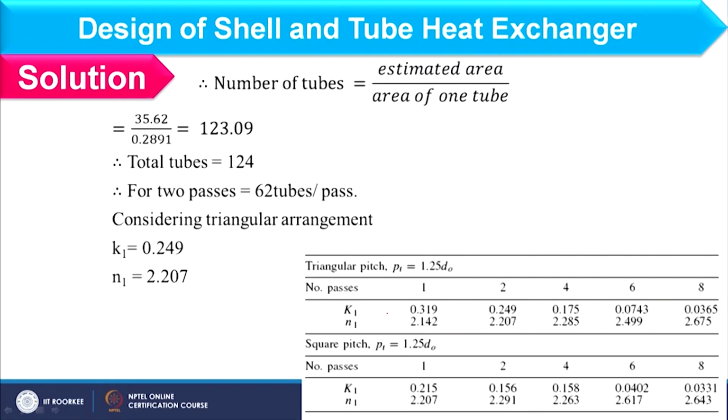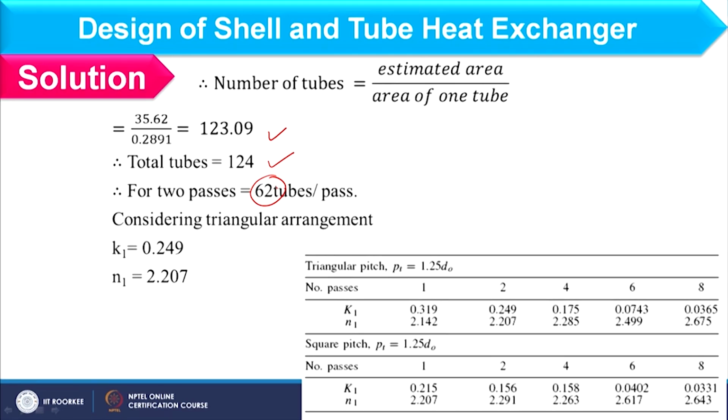area of one tube. Now, once I have the area of one tube, I can simply calculate the number of tubes, because I already know the heat transfer area. The calculation gives 123.09. As I am having 2 passes, the tube number should be even. So I am considering 124 as the total number of tubes, with 2 passes. So 62 tubes will be available in one pass.